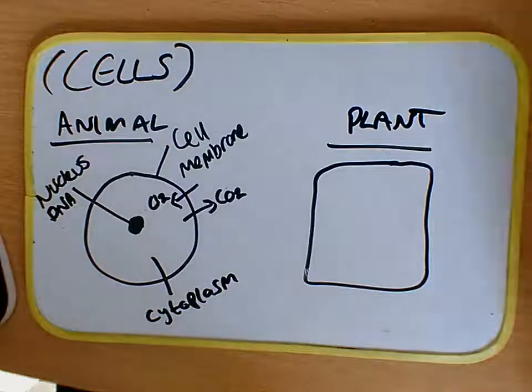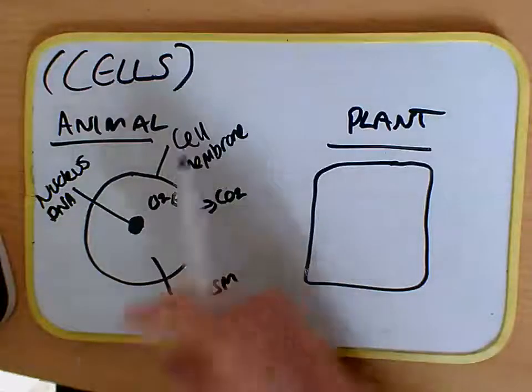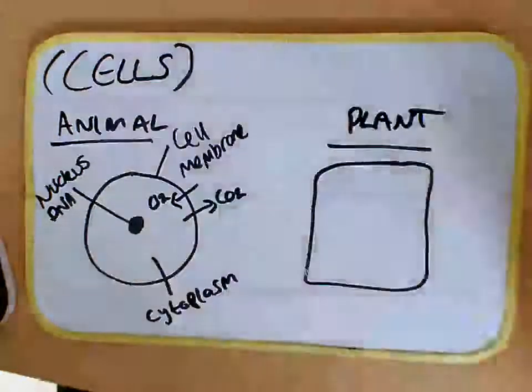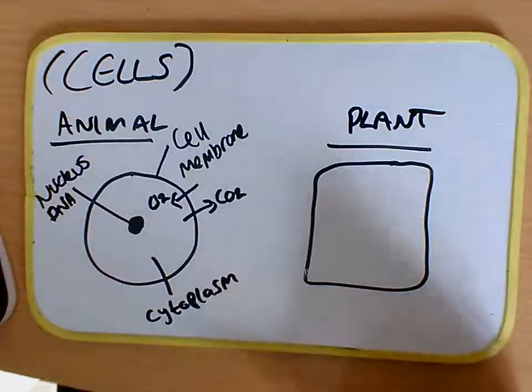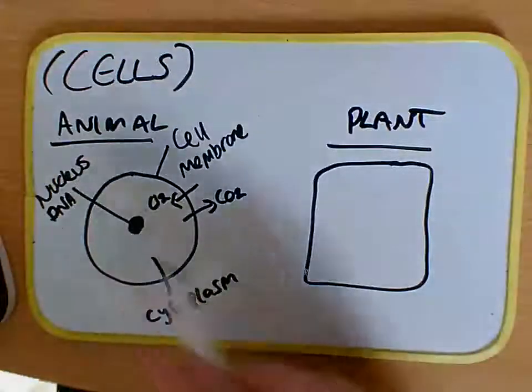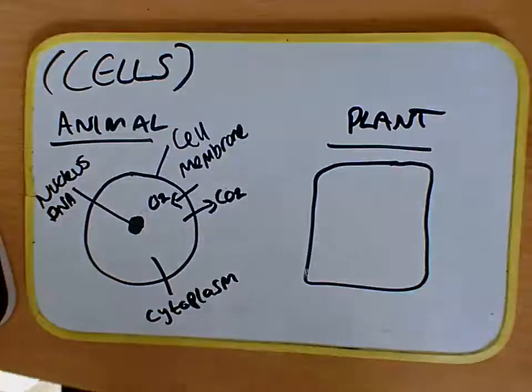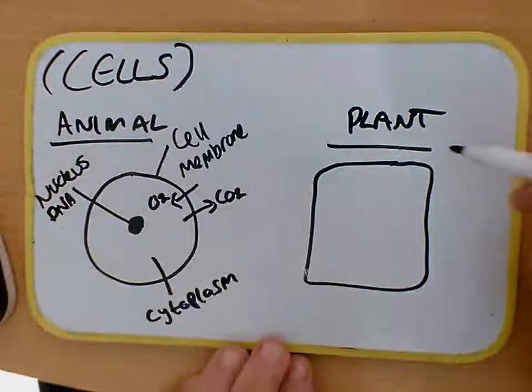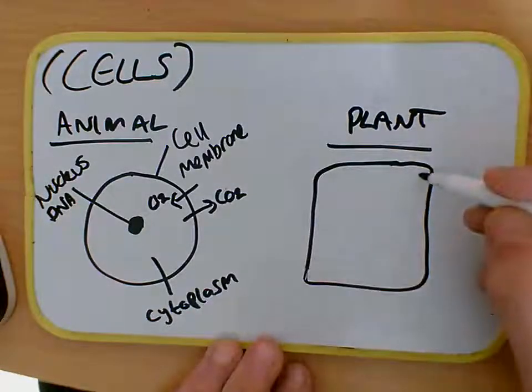So most cells have those three parts: the outer cell membrane, which is always drawn as a very thin line, the cytoplasm, and the nucleus, which is always a very, very obvious black circle. Now, plant cells have exactly the same parts, but they also have three additional structures.